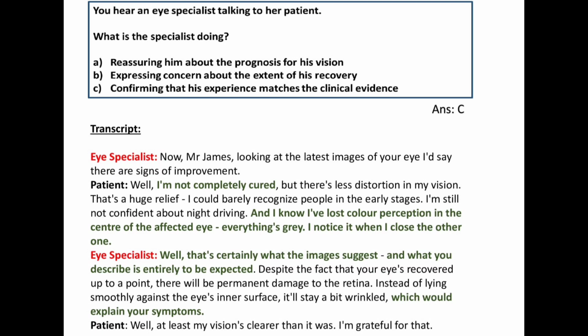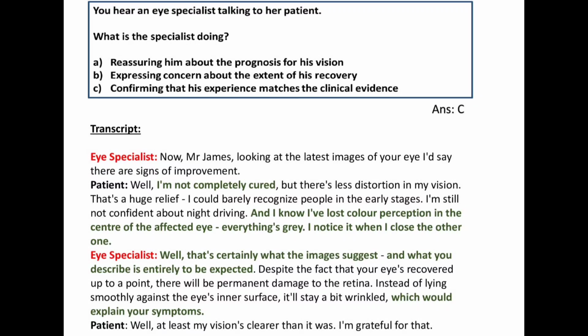Here the patient says, I'm not completely cured and I know I have lost color perception. Further, he restates it by saying, I notice it when I close the other one. The specialist confirms the words of the patient by expressing in the statement, that's certainly what the image suggests. Later, he explains in detail. This is option C, confirming that his experience matches the clinical evidence.